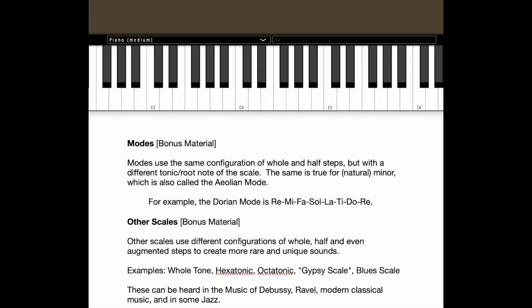Out our discussion of scales, just wanted to give a little untested bonus material here. Part of my idea is that you should know that other scales exist, and it helps you hear what the normal scales sound like. So none of these are included on our quizzes, but there are some other types of scales. So the first type is what are called modes. Modes are the same configuration of whole and half steps as a major or minor scale. So for example, the white keys.